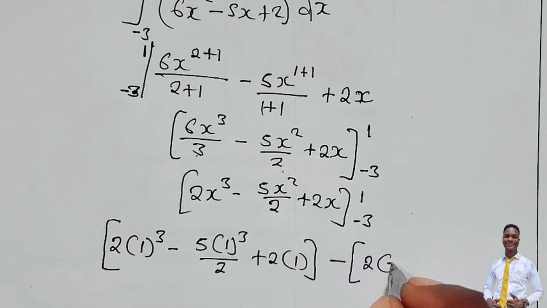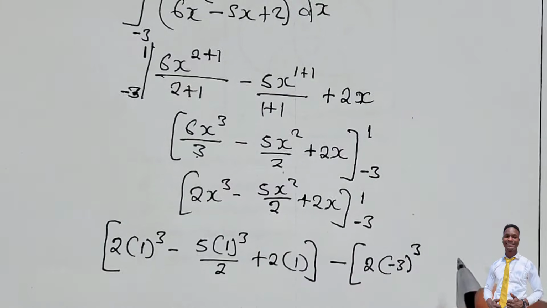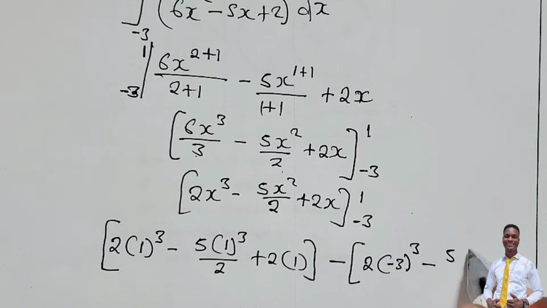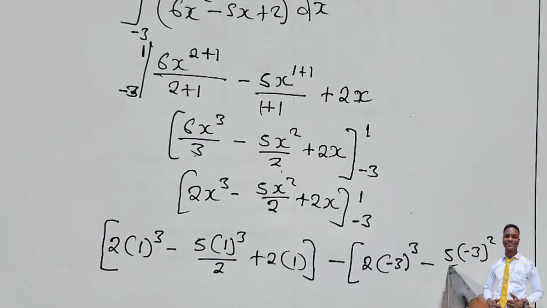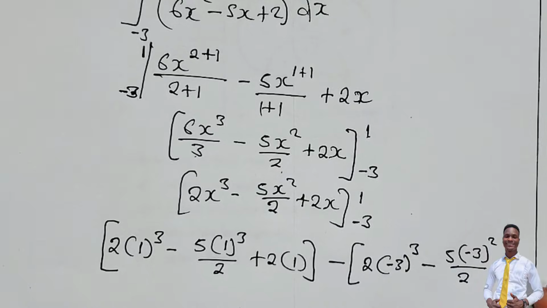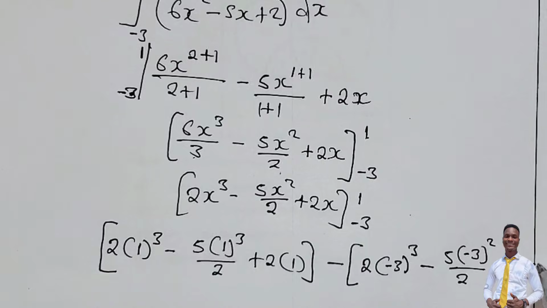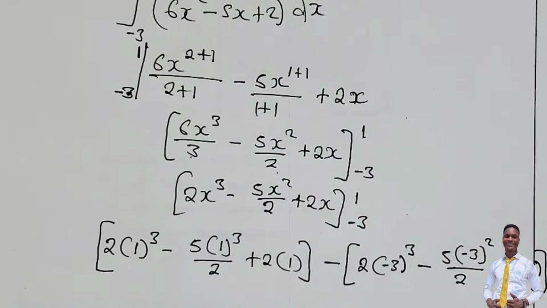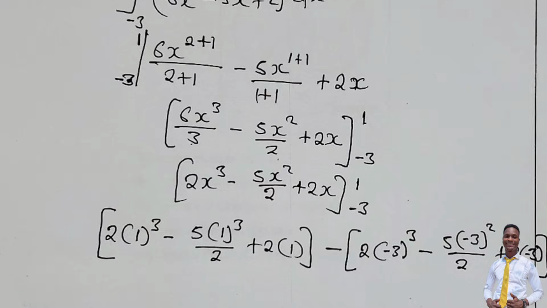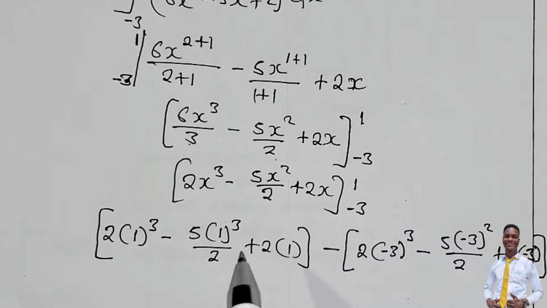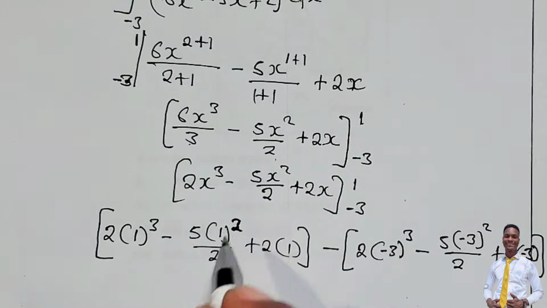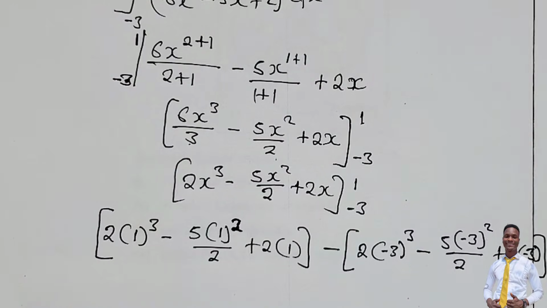Negative 3, wherever there is x. So here it will be 2 times negative 3 cubed minus 5 times negative 3 squared over 2 plus 2 times negative 3. Okay, negative 3. All right. That's what I'm having. Let me double check here to make sure that I don't make a mistake. I think I'm okay. Oh, here there is a mistake. It's not 3, it's 2. Okay. Yeah, these things happen, so you need to double check your work. All right, let's proceed.